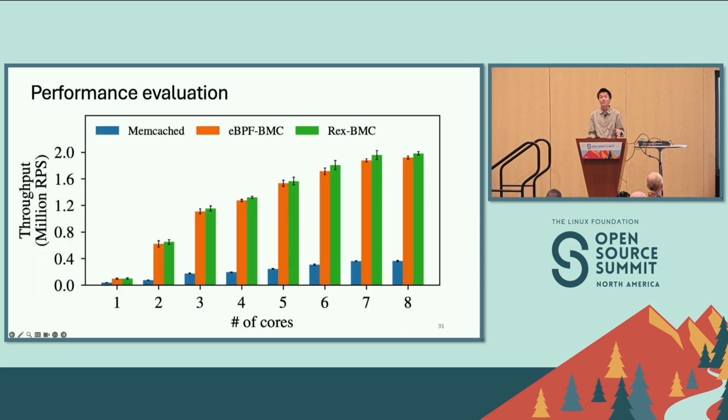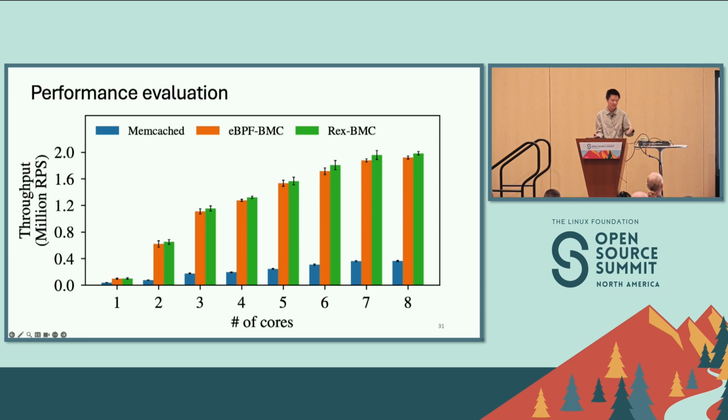We also evaluated the performance of Rex. In this plot, we varied the number of CPUs assigned to the network interrupts and the memcached server. And we measured the max throughput of 3 settings: pure user space memcached, represented by the blue bar, the eBPF BMC, represented by the orange bar, and the Rex BMC, represented by the green bar.